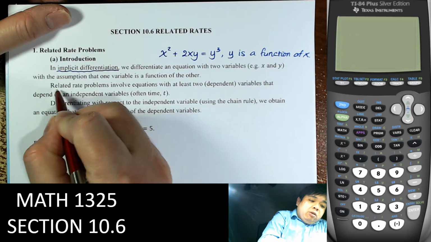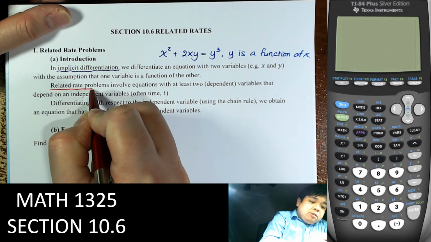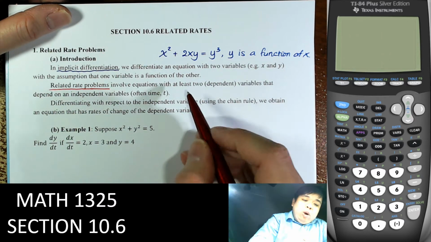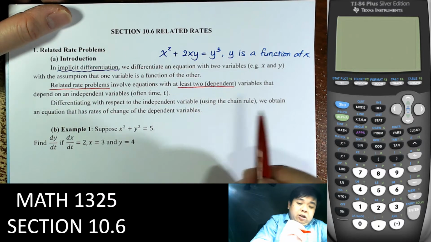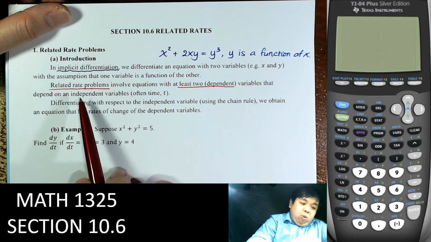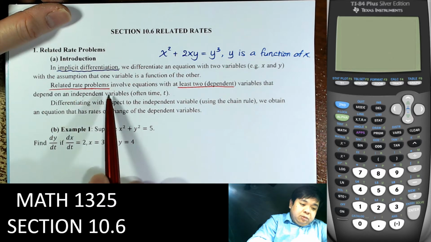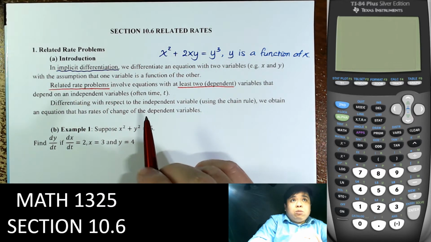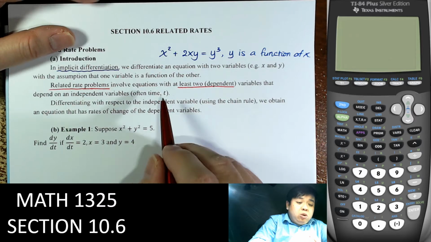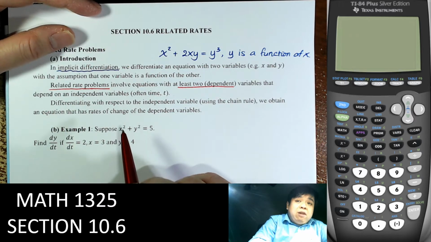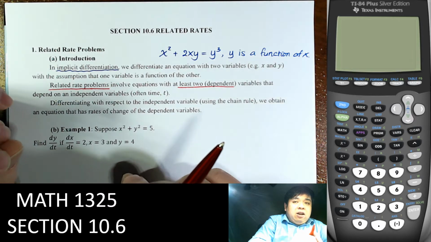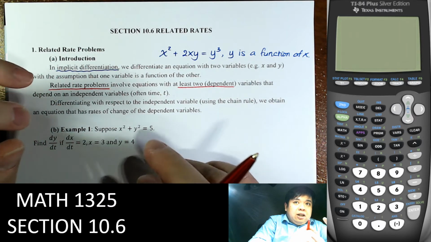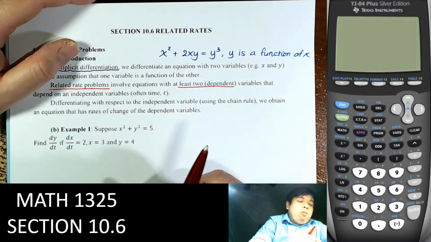Now in related rates, we have at least two dependent variables that depend on one independent variable, usually time, so we use t. So we have at least two dependent variables that depend on t.